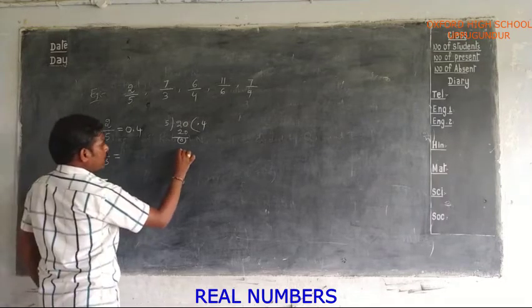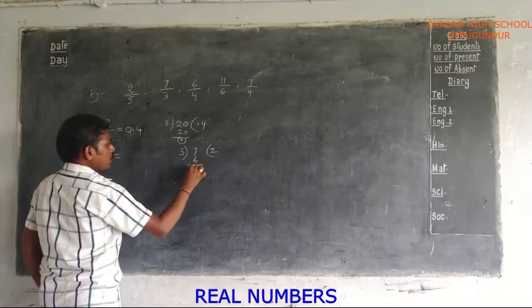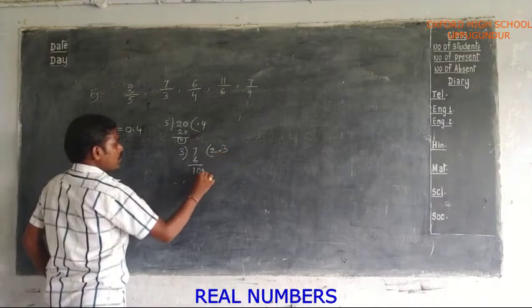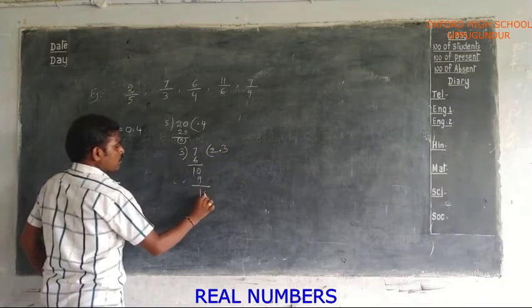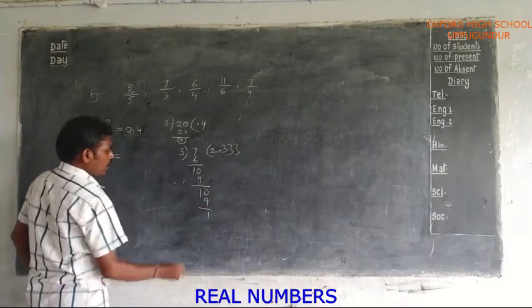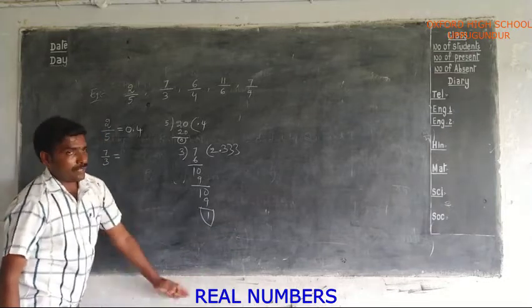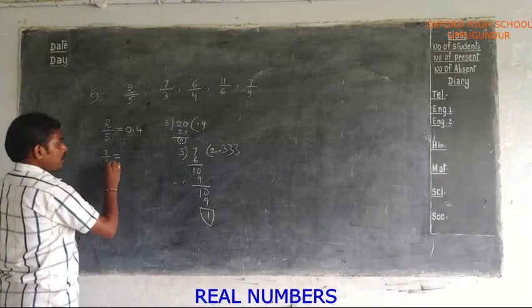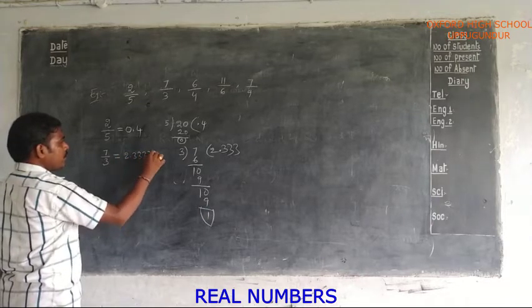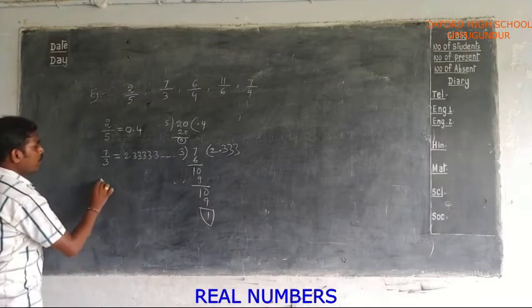Next, 7 by 3. With 3 you have to divide 7. 3 2s are 6. 1 is the remainder, 0. 3 3s are 9. 1 0. Again 3, 9, 1. Again 3. That means it is not ending. So it is continuing. That's why you can write 7 by 3 equals 2.3333 and so on.